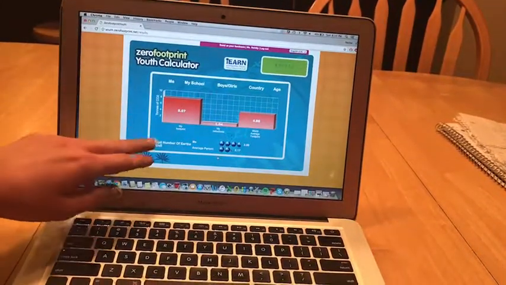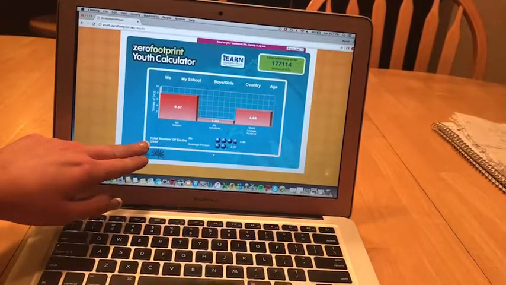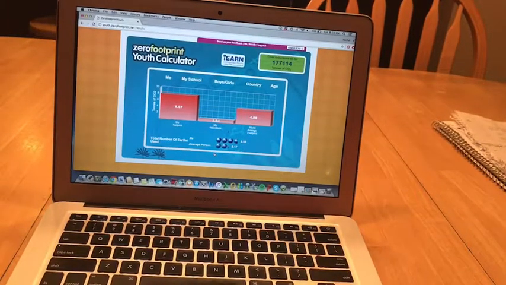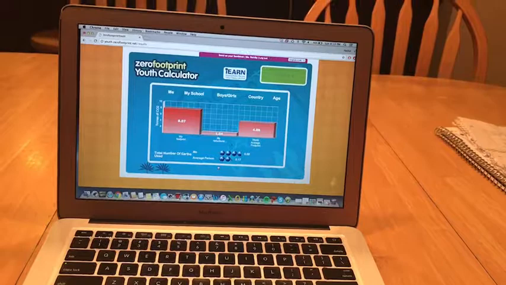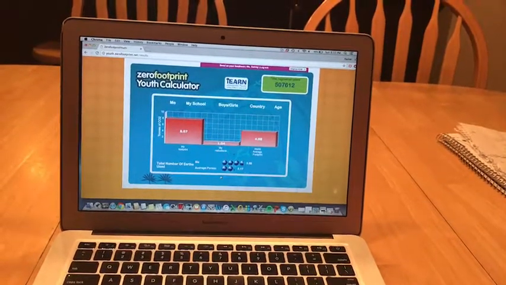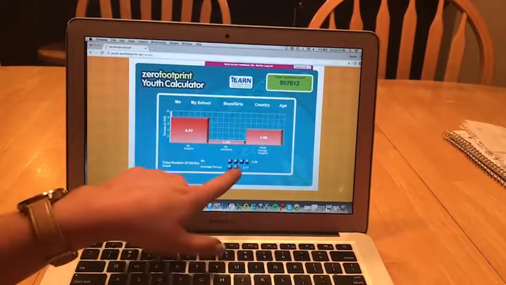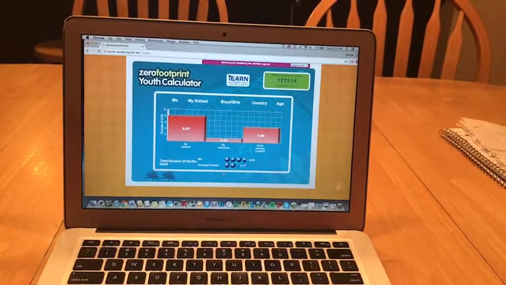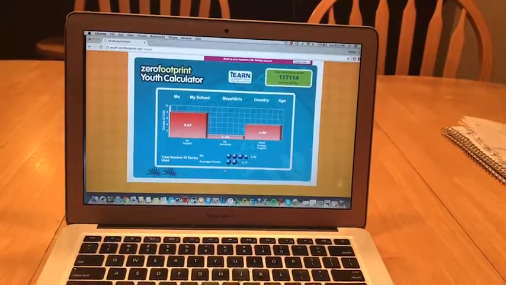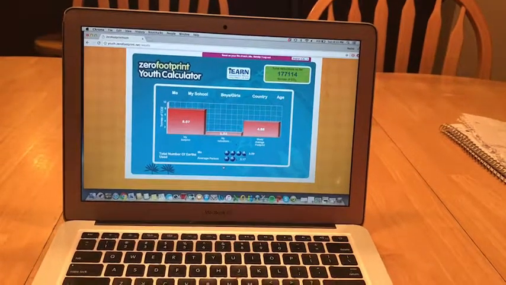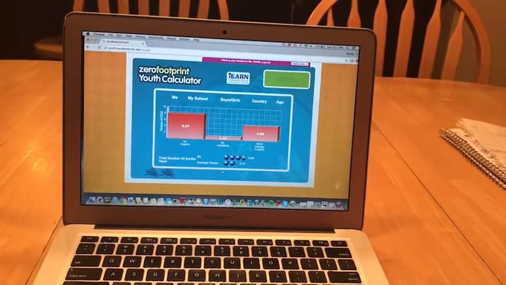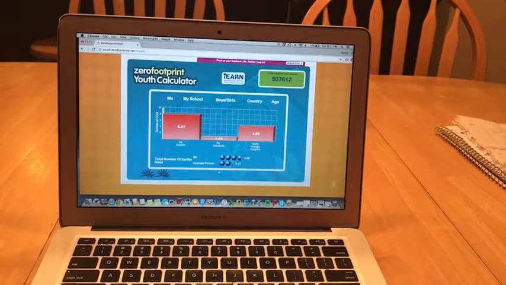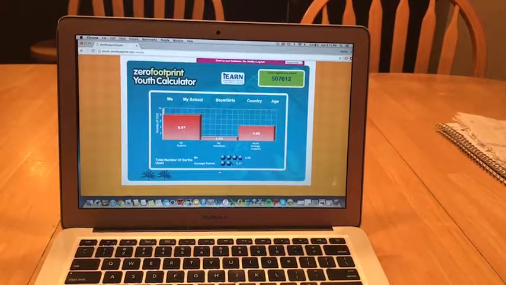Then you can also look at the total number of Earths used. This kind of breaks down how many Earths we would have to go through if we kept doing what we're doing now. So for me, I have 3.5 Earths that I would need if everyone lived the way that I did. So that's the quiz that we're doing. So everyone get out your iPads and get onto this website and wait for further instruction.